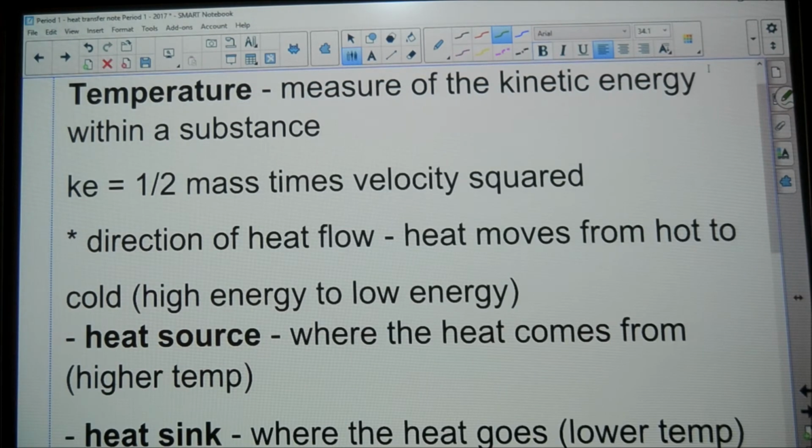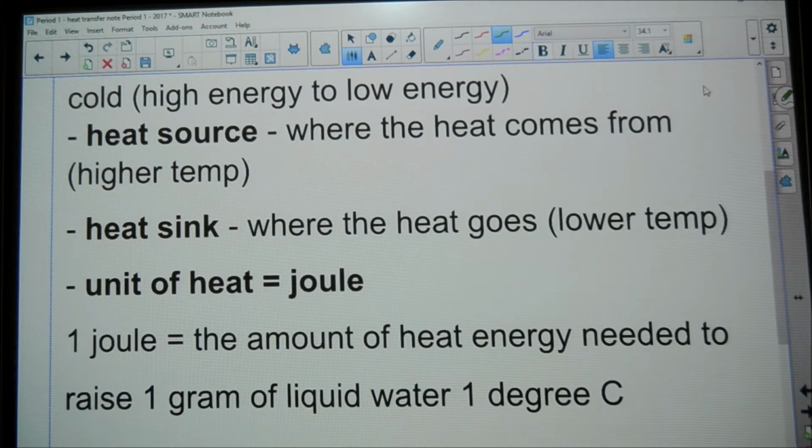Couple terms really quick. Heat source, heat sink. Heat source is where the heat is coming from, or the higher temperature. Heat sink is where the heat goes to, or the lower temperature. A unit of heat is a joule. 1 joule is the amount of energy needed to raise 1 gram of liquid water 1 degree Celsius. So it's all based on water.